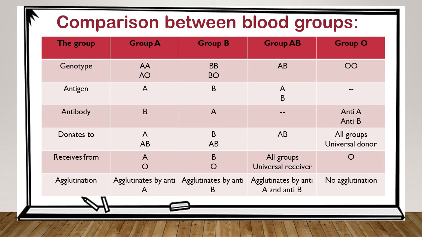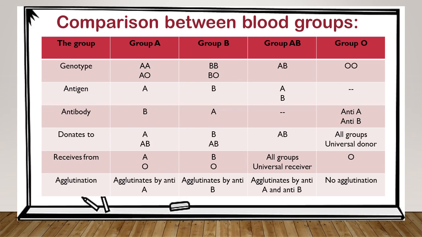About receives from: blood group A can receive the blood from A or O because O is a general donor. Blood group B can receive the blood from blood group B or O also because O is a general donor. Blood group AB can receive the blood from all types of blood groups, because we call blood group AB a universal receiver, because it doesn't have any antibodies. And blood group O can receive the blood from just O.